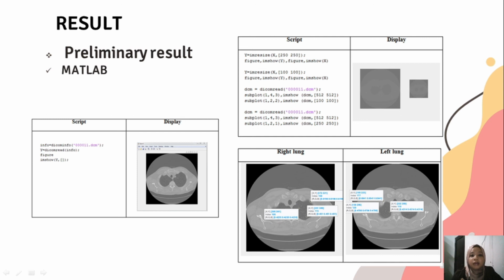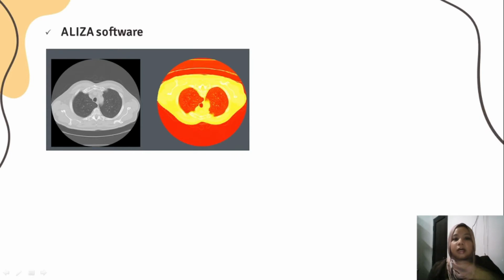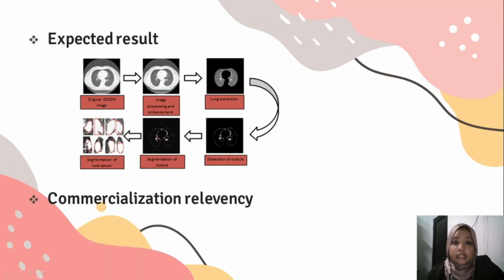Okay, for MATLAB, the preliminary result. This is an example of the image shown in MATLAB, and this is the image resize. And next is the data cursor for both lungs. Okay, for the ALIZA software preliminary result, this presents the 2D lung image shown by using the same image opened in MATLAB. Next is the expected result.